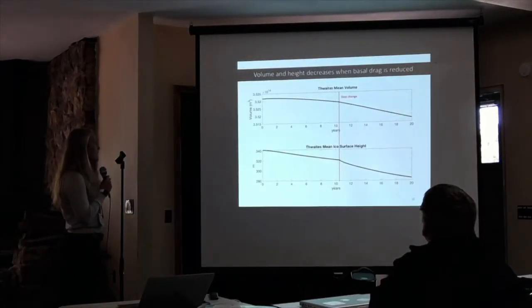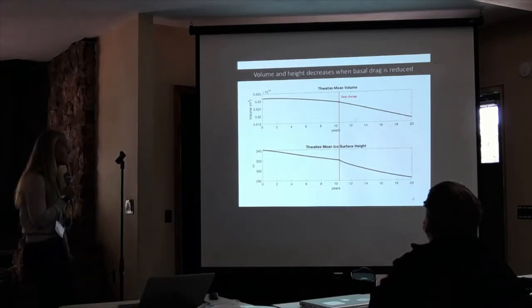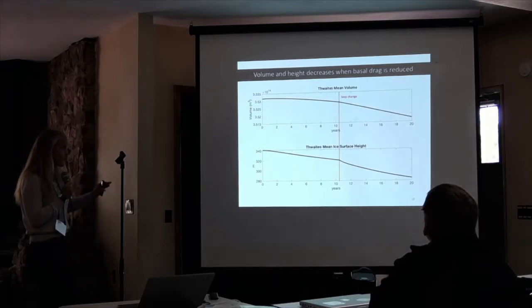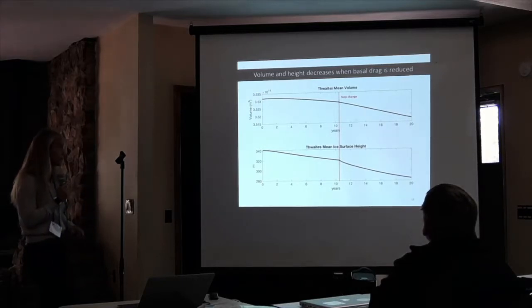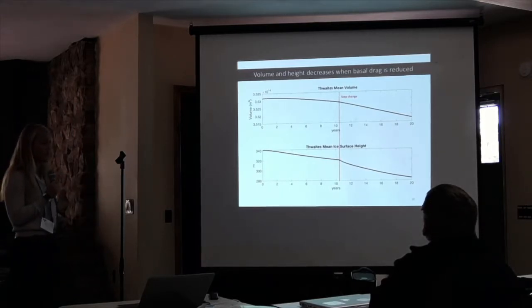Okay, so here on the x-axis we have time in years. The first 10 years is just allowing the model to relax, and then we can see this step change prescribed. And for both volume and surface height, in these next 10 years, we can see decreases in both the surface height and volume after we've reduced the friction.